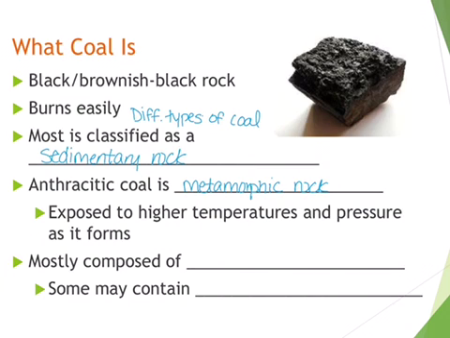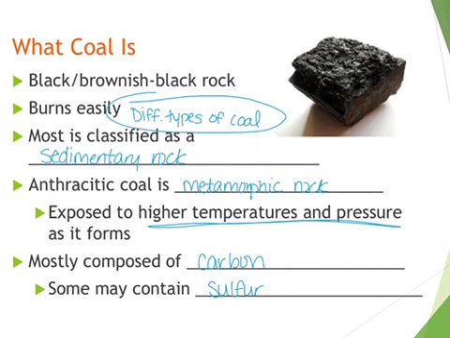Anthracitic coal forms because it's exposed to higher temperatures and pressures as it forms, and that kind of makes sense because high temperature and pressure is a good indicator of a metamorphic rock. It's composed of mostly carbon. However, some types of coal may also contain sulfur. When I said that there are different types of coal, it has to do with the amount of sulfur in them. Anthracitic coal has almost no sulfur, and that's why it burns the most efficiently out of all the different types of coal.